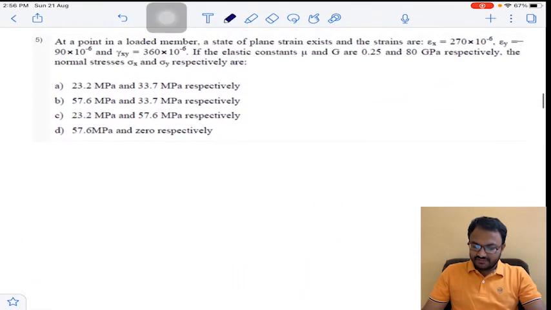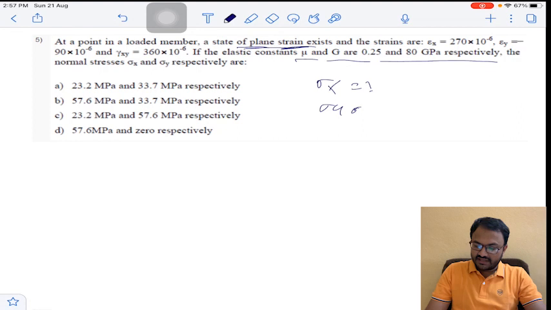And next question. At a point in a loaded member, the state of plane strain exists and strains are epsilon x, epsilon y, gamma xy with the elastic constants mu and G respectively. The normal stresses sigma x, sigma y we need to calculate.